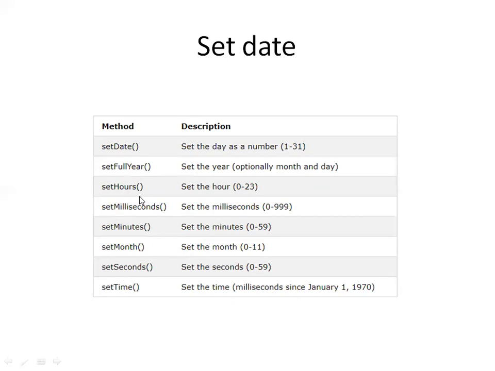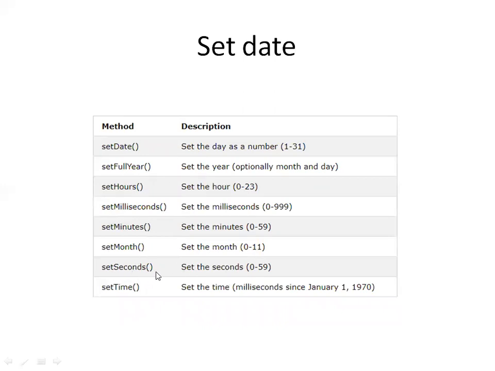Set hours. It is used to set the hour. The range is 0 to 23. Set milliseconds. It is used to set the milliseconds. The range is 0 to 999. Set minutes. It is used to set the minutes. The range is 0 to 59. Set month. It is used to set the month. The range is 0 to 11.